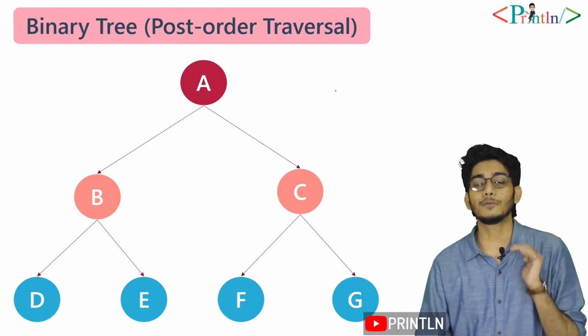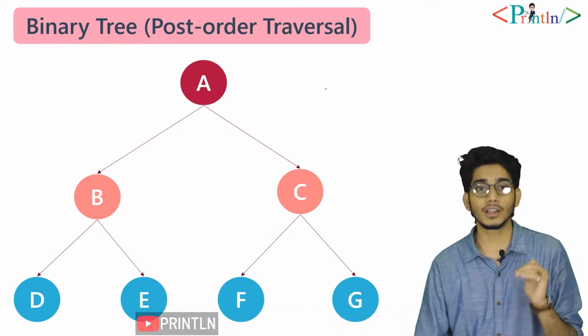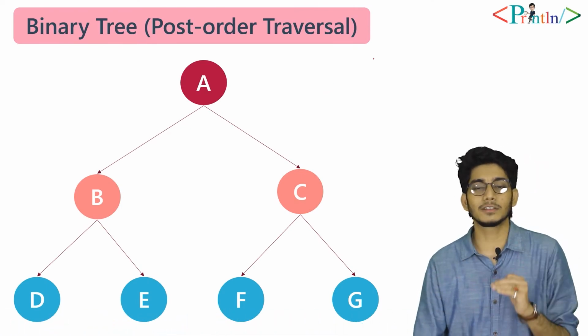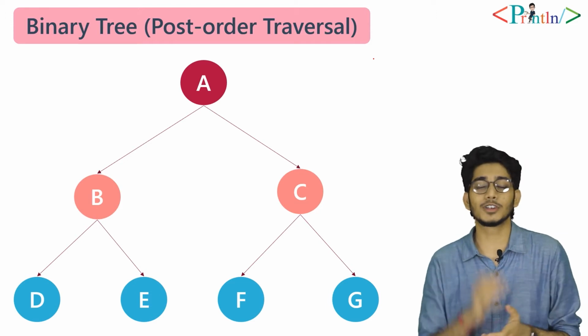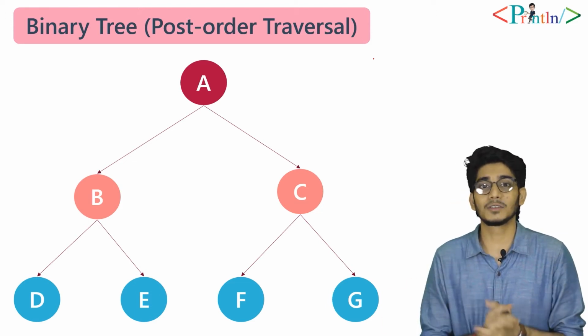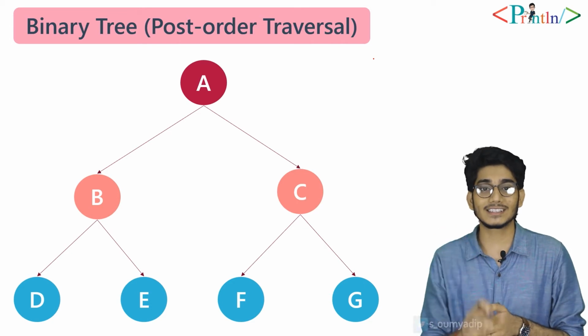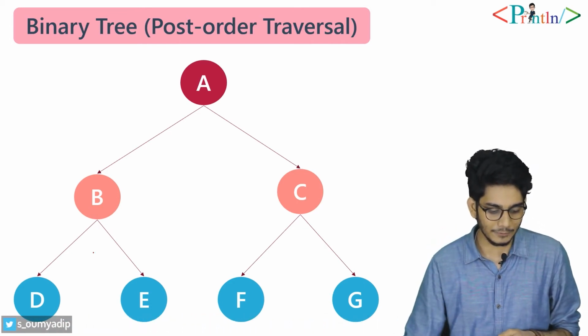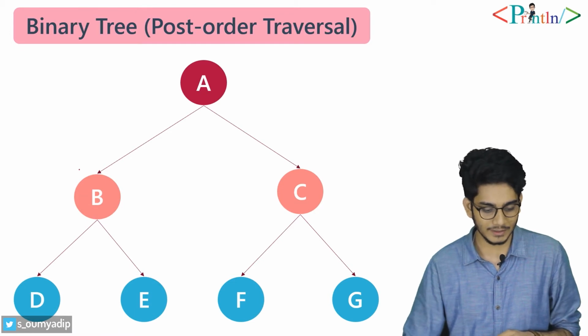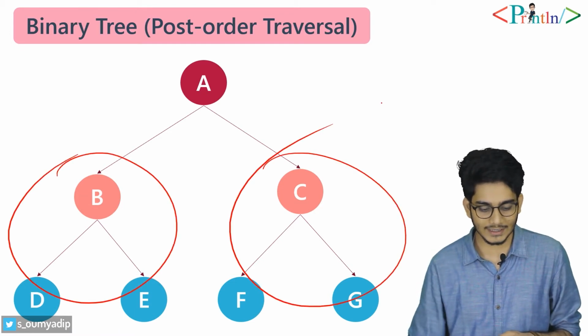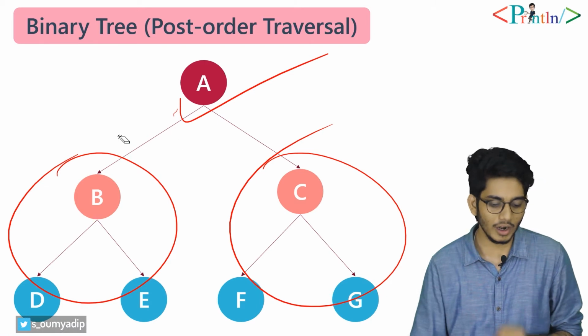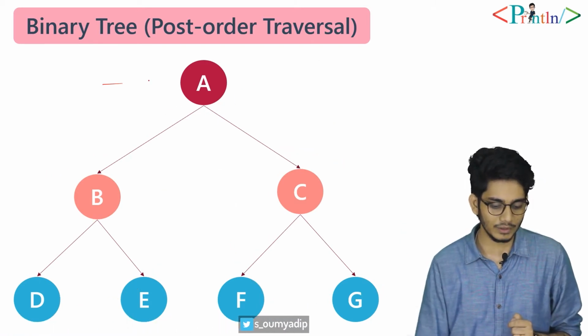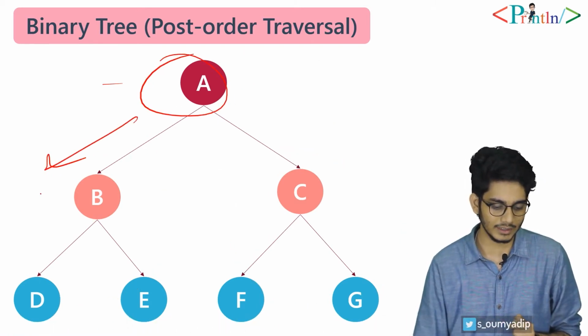Can you tell me what will be the output for this post-order traversal? If you can assume what the output will be, just pause this video and write in the chat section. If you know what post-order traversal is, just check my output with yours. In post-order traversal, at first we'll print the left, then we'll print the right, then we'll print the mid or root.